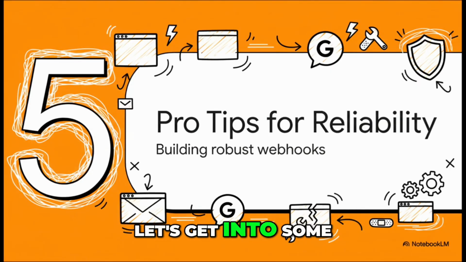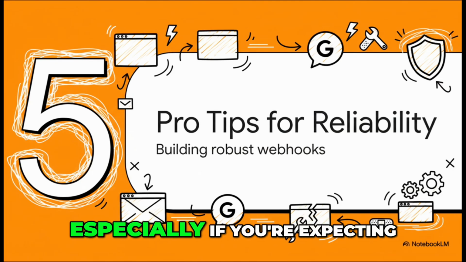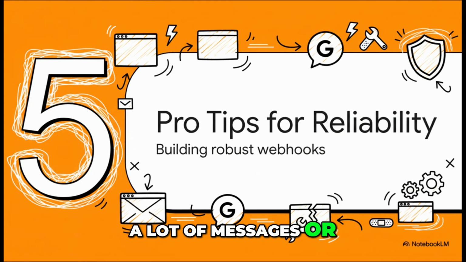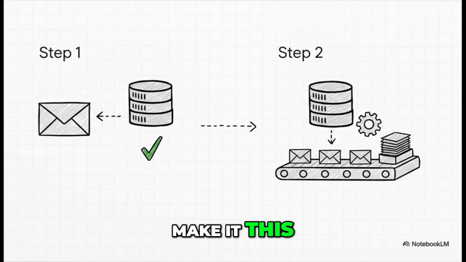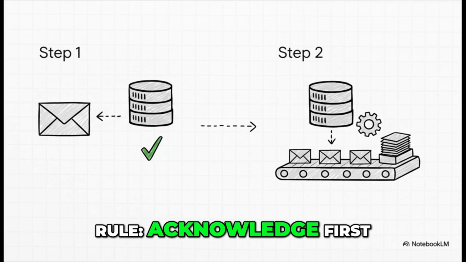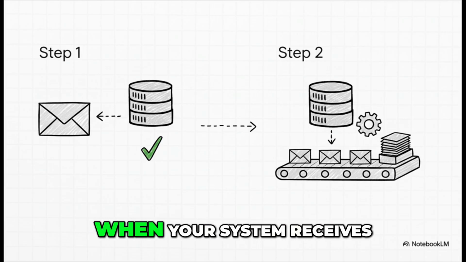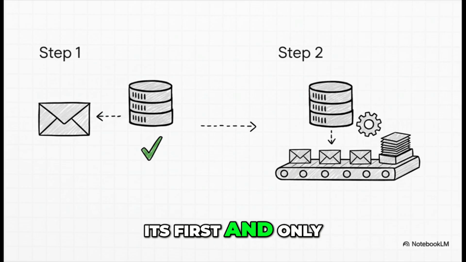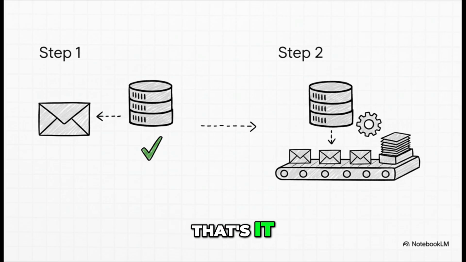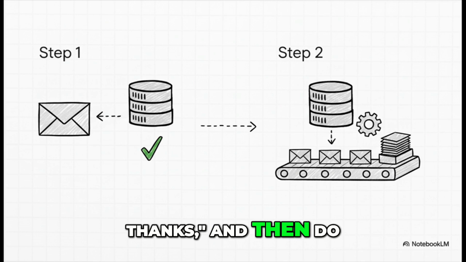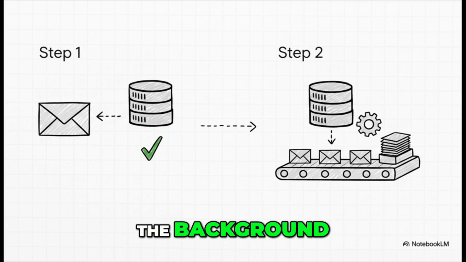All right, let's get into some pro tips. Because it's one thing to get a webhook working, but it's a whole other thing to make it truly bulletproof, especially if you're expecting a lot of messages or the internet decides to be glitchy. Okay, if you only remember one thing from this section, make it this. This is the golden rule. Acknowledge first, process later. When your system receives a webhook, its first and only job should be to immediately fire back a success response. That's it. Just say, got it, thanks, and then do the heavy lifting of processing the data in the background.